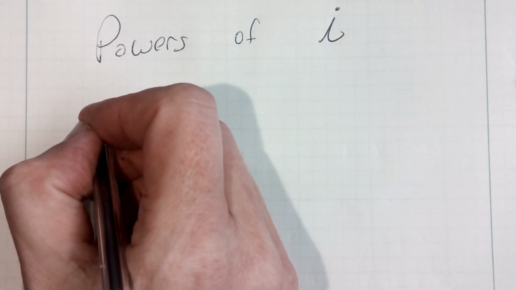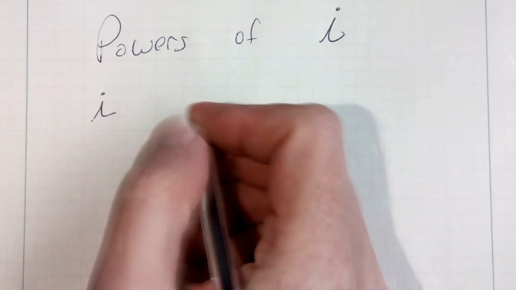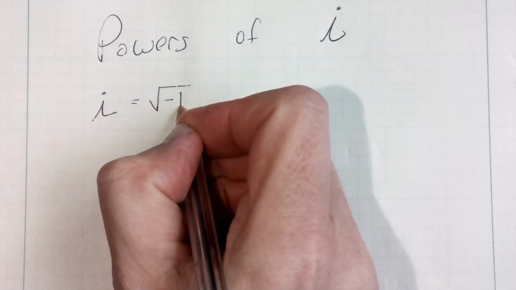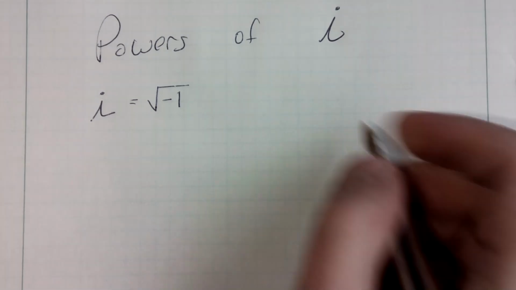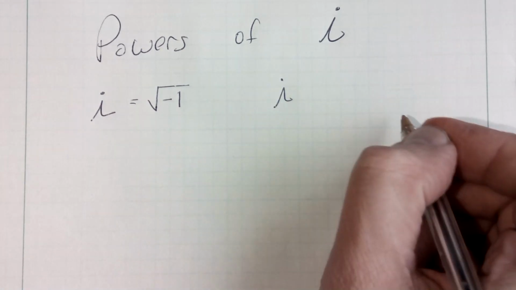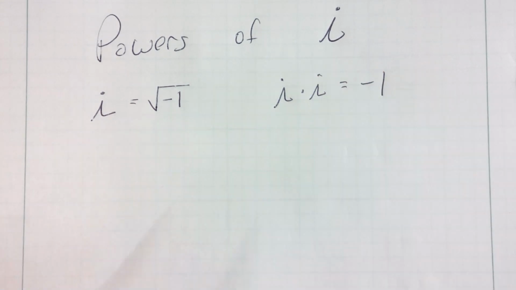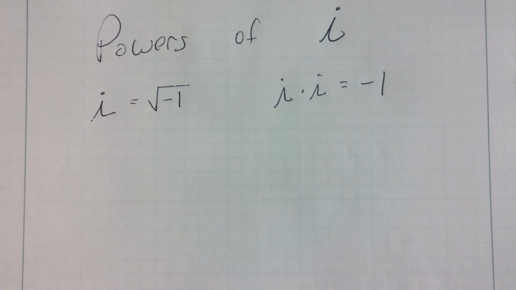Let's first remember that i is considered to be the square root of -1, which implies that i is the number that times by itself gives you -1. It's not considered a real number. It cannot be found on the real number line.